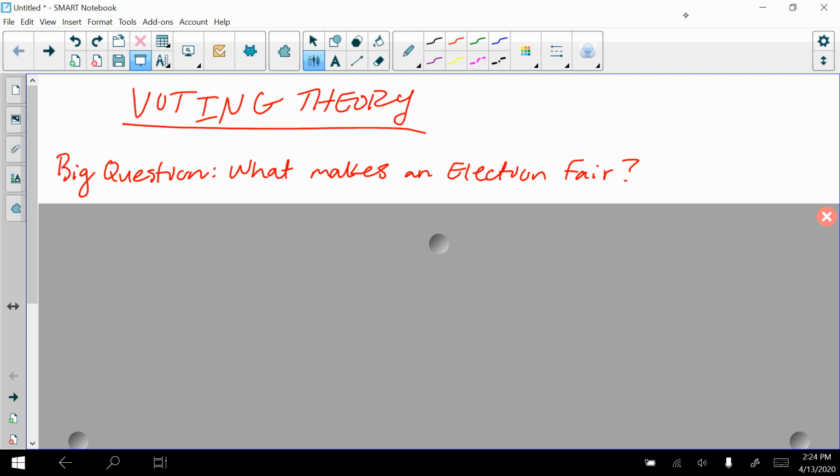Before we start that, I just want you to know that the big question that we are trying to answer over the course of this unit is this question right here. What makes an election fair? We could talk all about how elections are run, what it takes to count votes, how a winner is determined, and all the ins and outs and technicalities of that. But the question I really want us to get at is what really makes it fair?